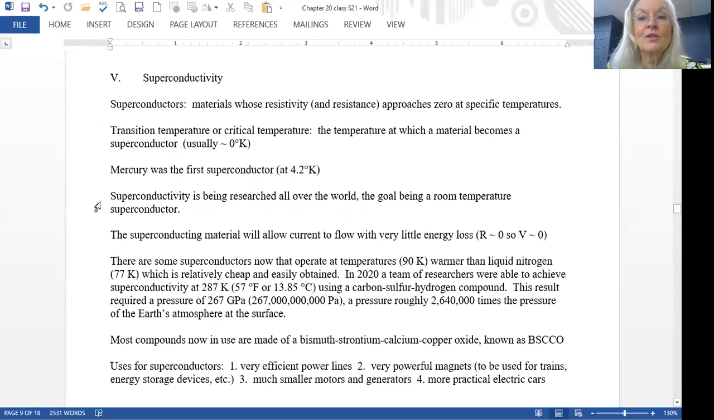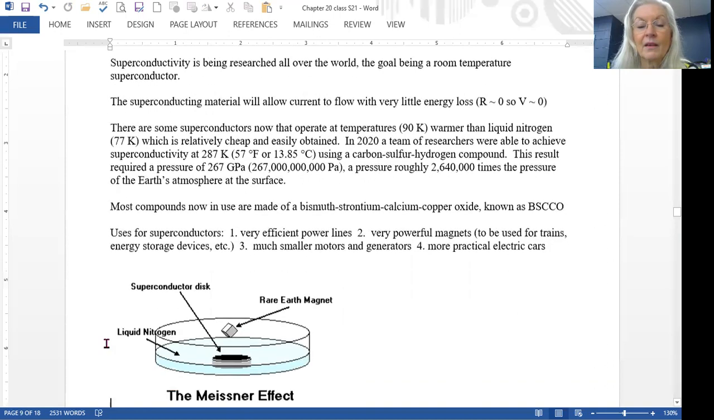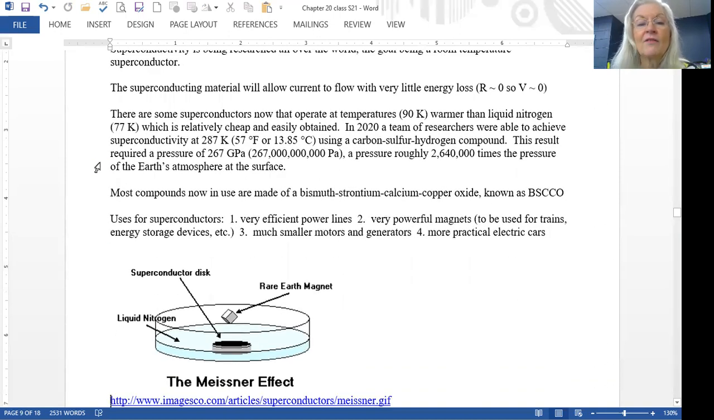And right now there's research being done all over the physics world with the goal being to get a room temperature superconductor. Why? Because if we can cut down on the resistance, we can cut down on the energy loss. And we could have conductors that were very, very energy efficient. So we've got all kinds of stuff going on. They really have been remarkable.